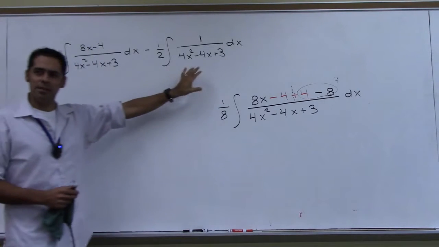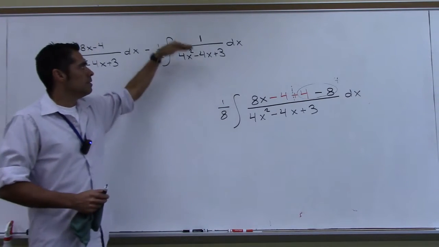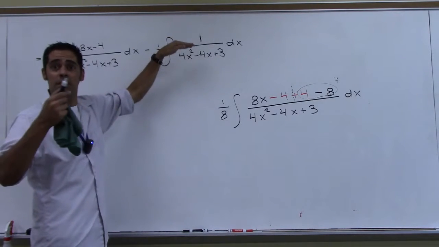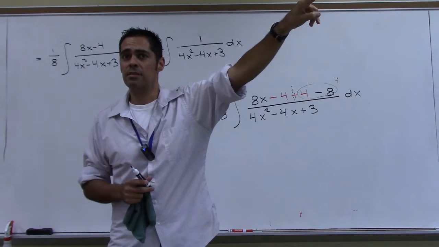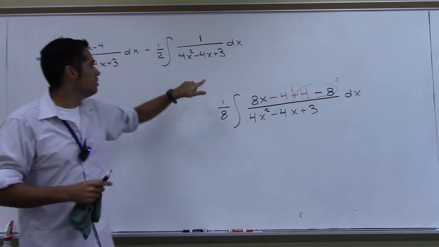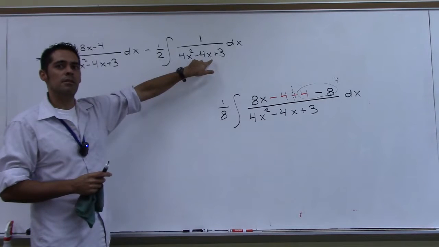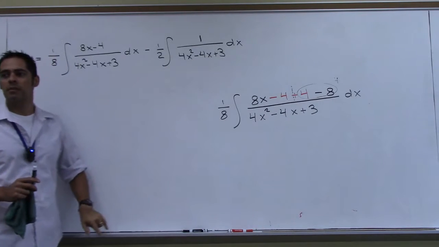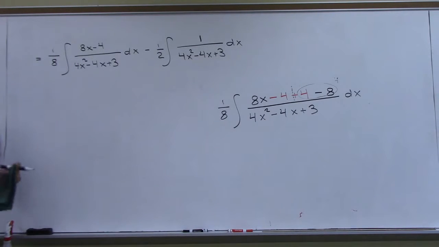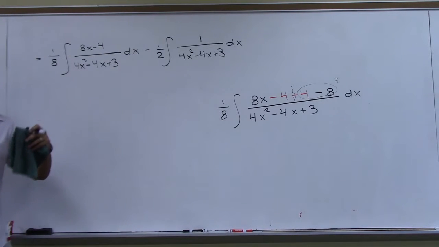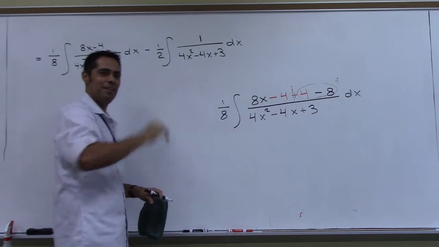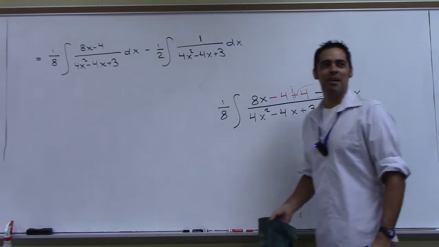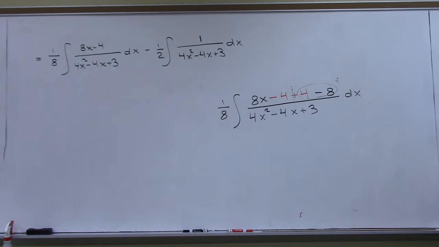What about this, though? I still have this. It's a constant over an irreducible quadratic, and that's what we did at the end of last class. How do you do this? You complete the square. And I hate to say it, but there's no easier way around this, okay? See, this is kind of building on itself now. Y'all understand? Ethan, you're kind of squinting your eyes. You're okay with that? All right.